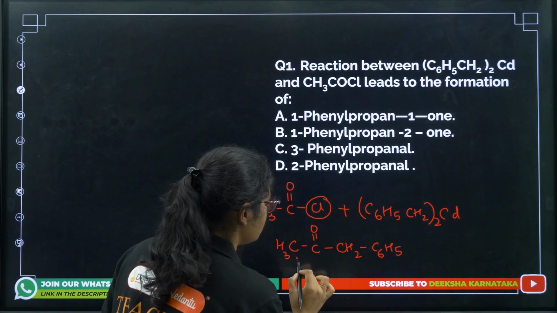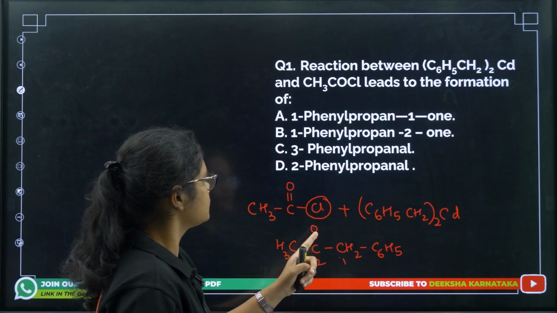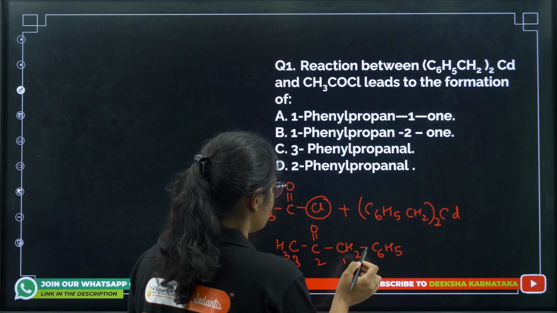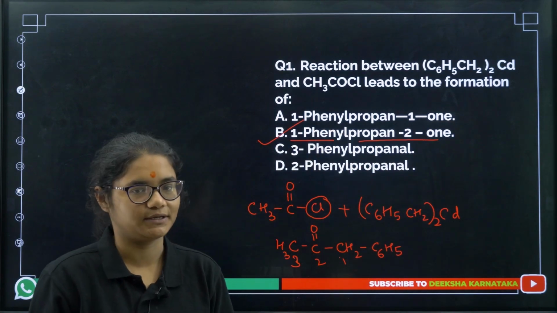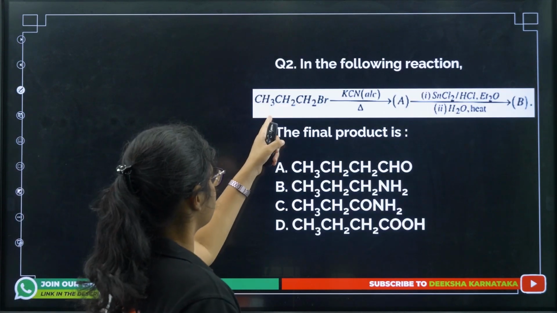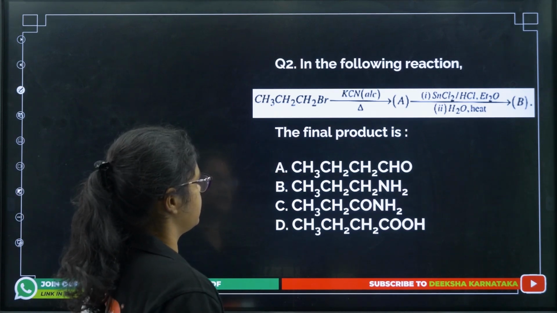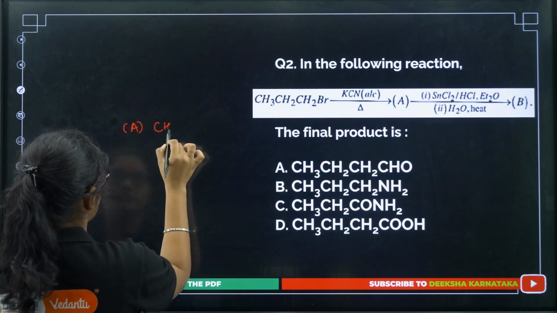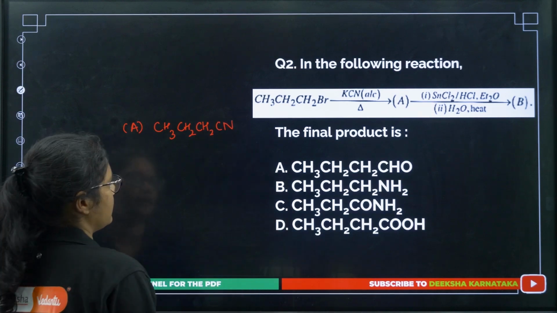Now if you number it 1, 2 and 3, the substituent should get the least number. So we will have 1-phenylpropan-2-one. So the correct answer is option number B. Okay, simple question. Next, coming to this one, CH3CH2CH2Br with KCN. This one will give you CH3CH2CH2CN. So what is your A? A is CH3CH2CH2CN.